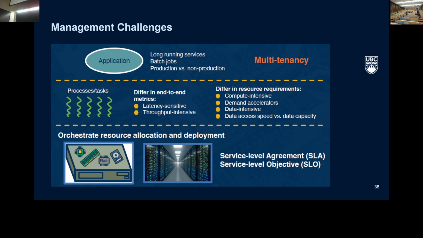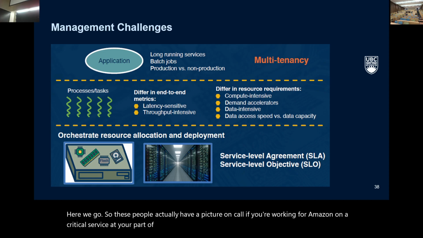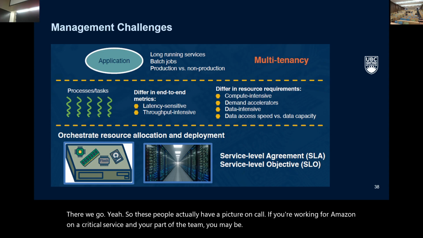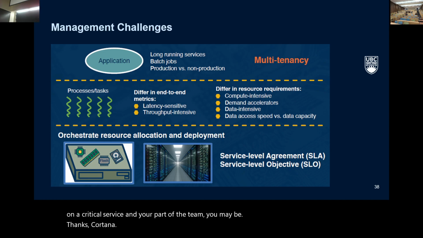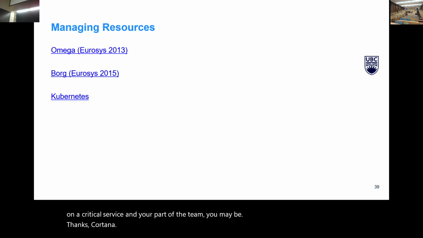Yeah, so these people actually have folks who are on call. If you're working for Amazon on a critical service and you're part of a team, you may very well reach that point where you know you're important because you are on call. And if things break down, and they break down all the time, you'll get called and you will be asked to go and figure out what went wrong and fix it.